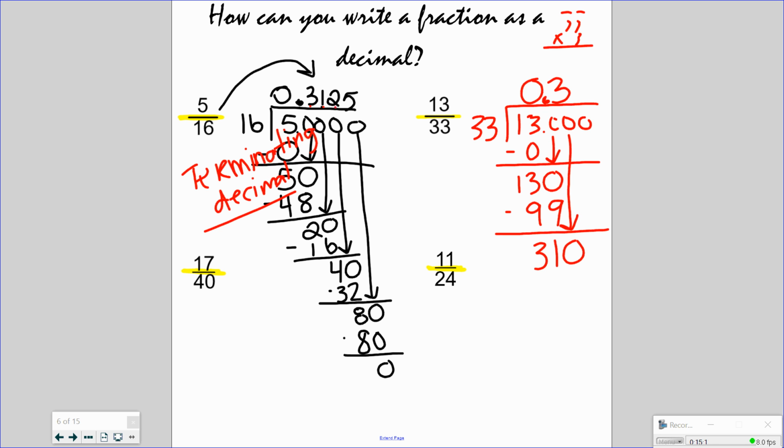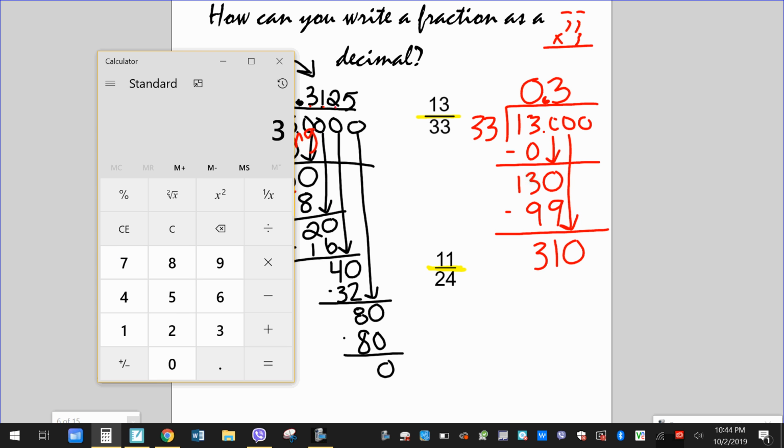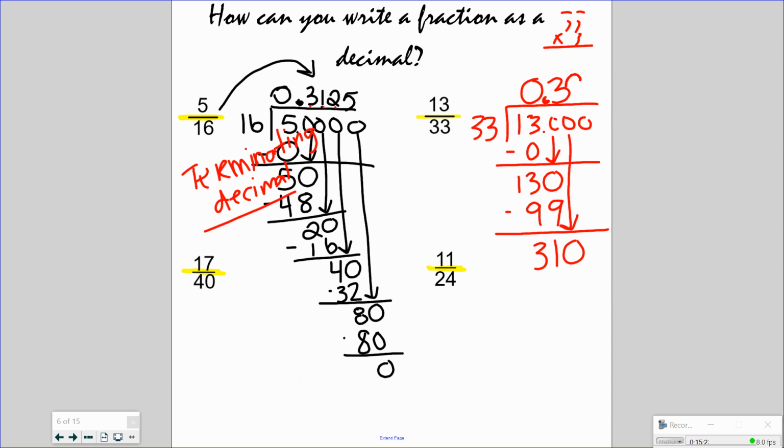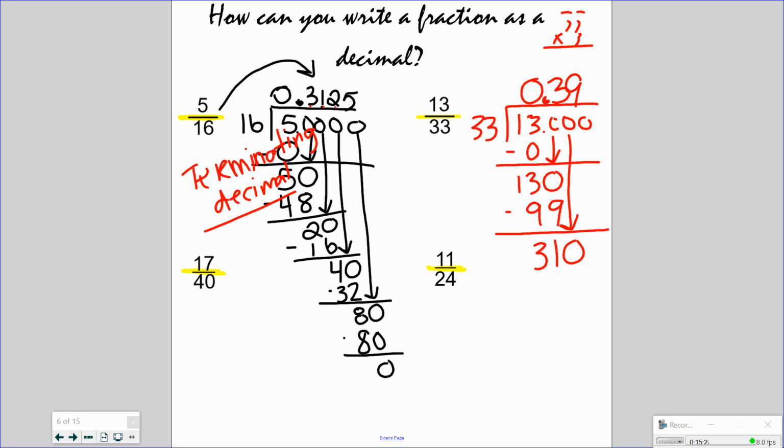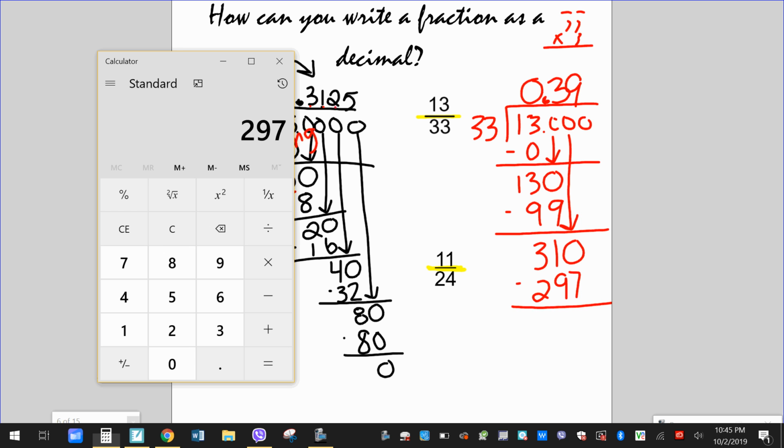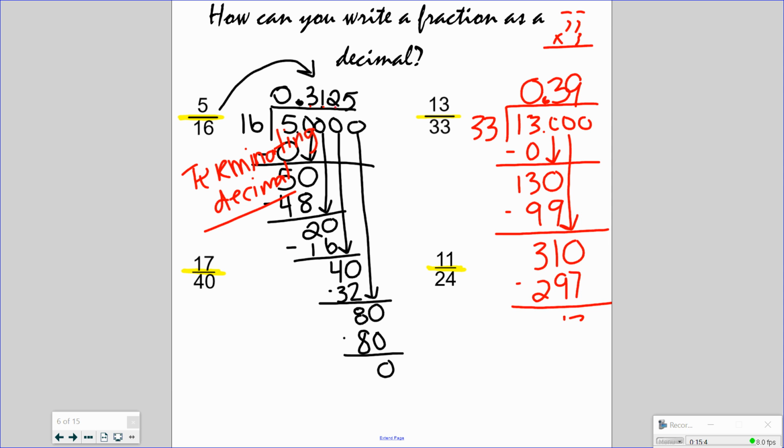So again, not really good with my multiples of 33. So I'm going to use my calculator. 310 divided by 33 equals 9. Okay, so now I put my 9 here. And then 9 times 33 is 297. With a remainder of 310 minus 297, which is 13. And then look, bring down a 0.